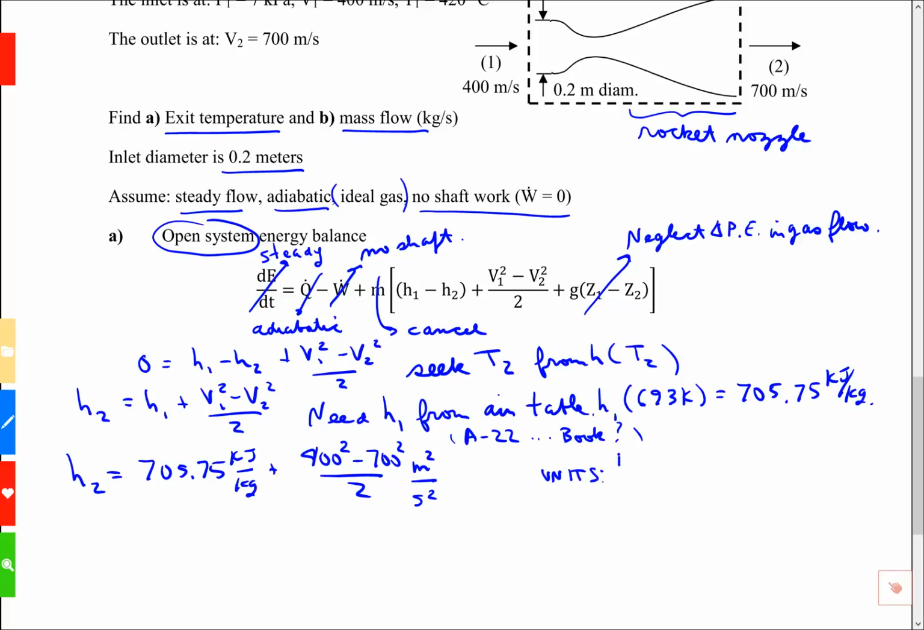I'm going to take meters squared per second squared. I'm going to multiply by newtons divided by newtons, and then I'm going to group this as meters times a newton meter divided by a newton second squared. Now, a newton meter is a joule, and a newton second squared per meter is a kilogram. So this becomes joules per kilogram.